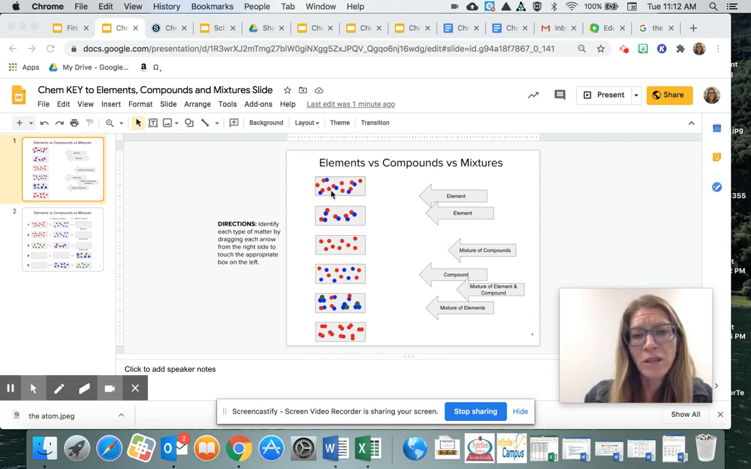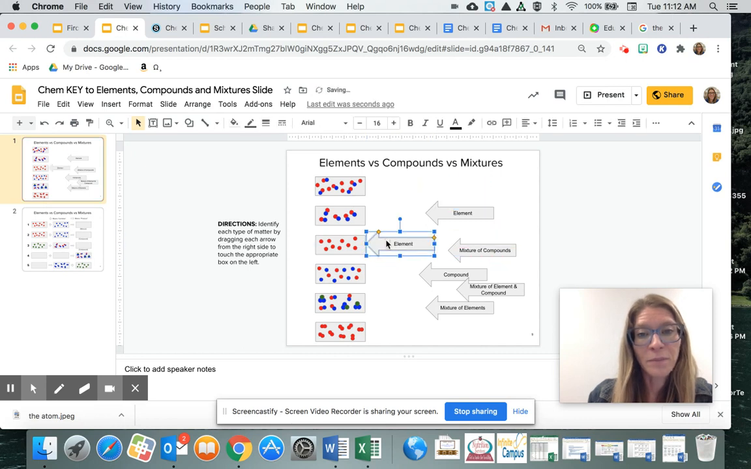You are matching the pictures to the term. So if you look at the pictures, and if you think about the definition of elements, compounds, and mixtures, elements are the simplest form of matter. So if you look at these pictures, the picture that is the most simple is this one here right in the middle. So these are all just red atoms. There's nothing else. Those are pure substances. It's just one thing. So that would be classified as an element.